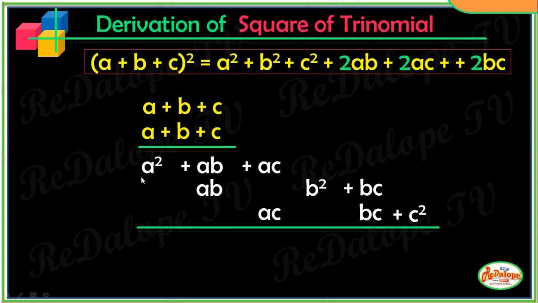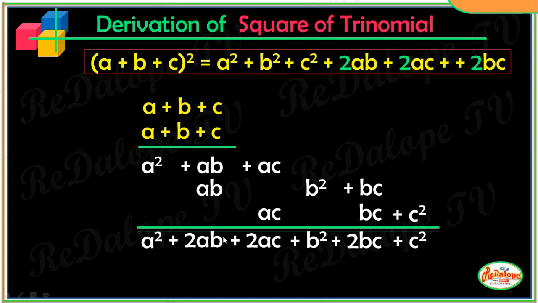Simplifying now, we have A squared, 1AB plus 1AB, so that is positive 2AB, plus 1AC plus 1AC, so that is 2AC. So plus B squared, then 1BC plus 1BC, that is positive 2BC, and then we have the last term, and that is simply C squared. Now we can rearrange the formula, which is also the same as this.